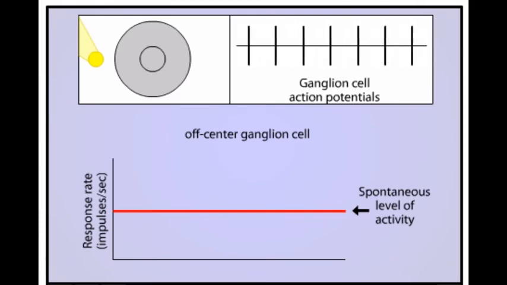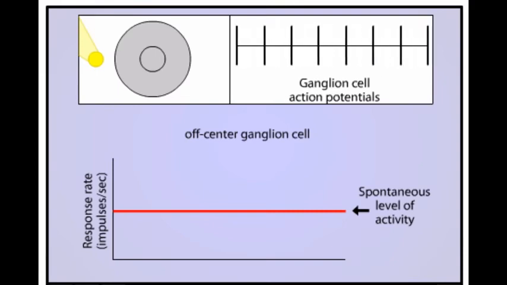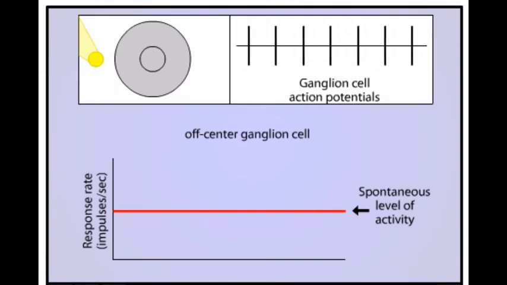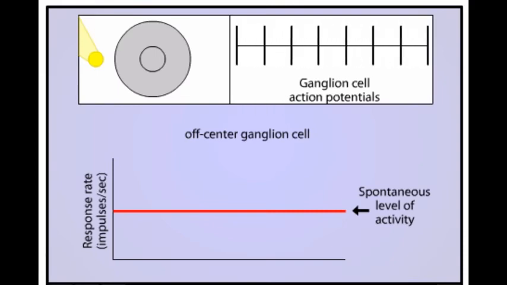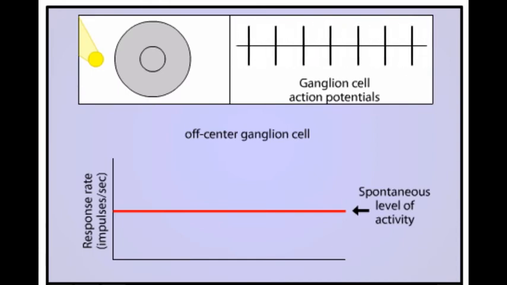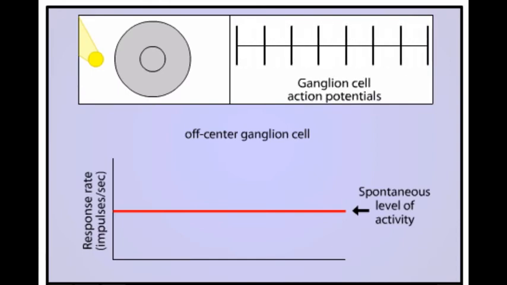Now let's look at the response of an off-center ganglion cell. To see what happens when a spot of light enters the receptive field, use the mouse to position the beam of light so that it falls on either the center or surround of the receptive field.